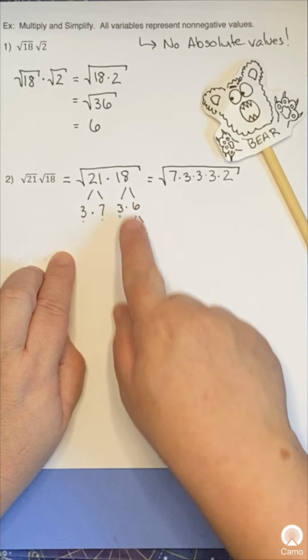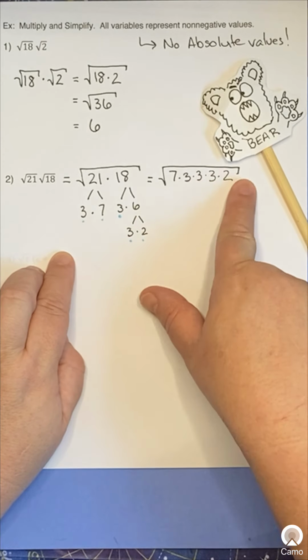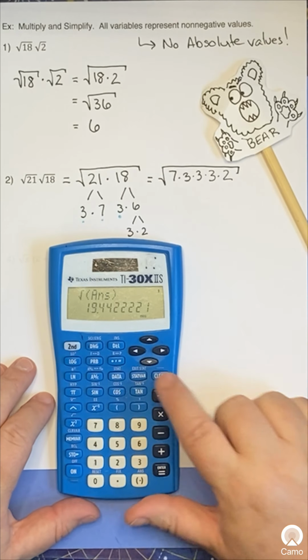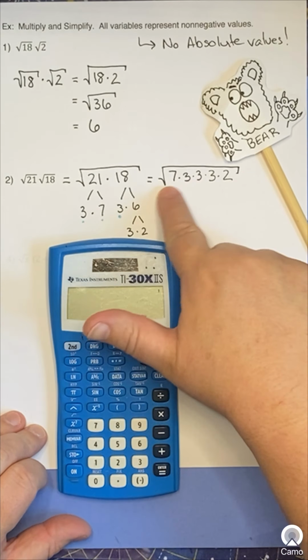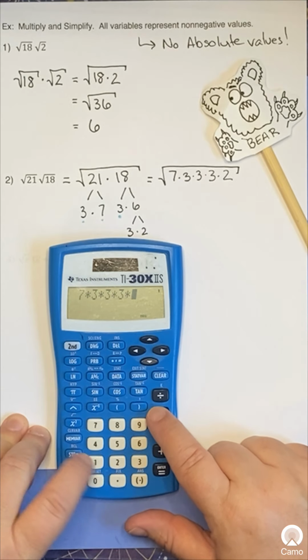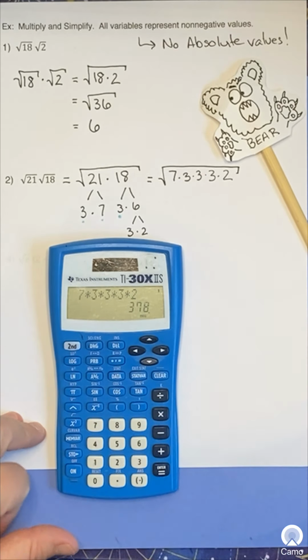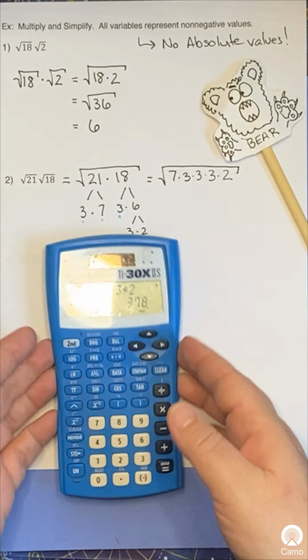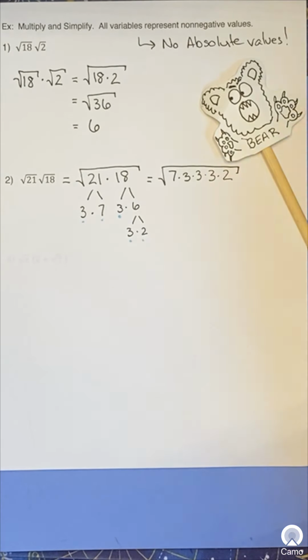Yes. There are 3 3s. Yes. There's 1, 2. Good. Or you could just double check this. 7 times 3 times 3 times 3 times 2. And it gives us 378. So I know I've got the right number in there. So one way or another, you just want to make sure you didn't leave any of them out.